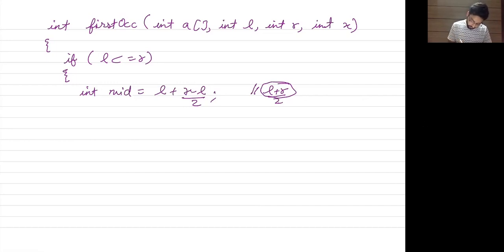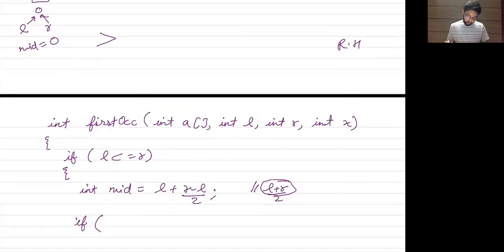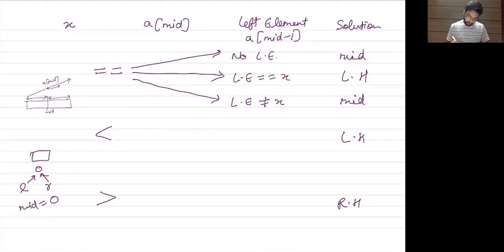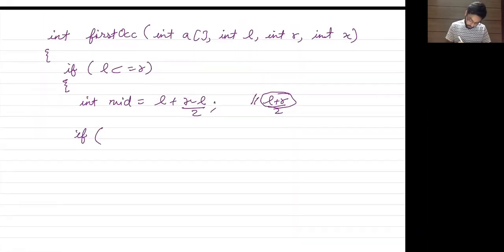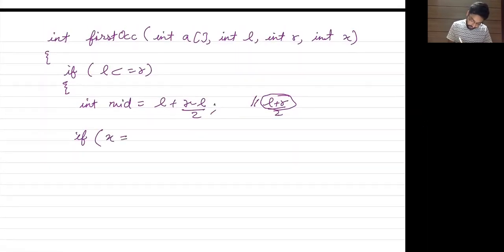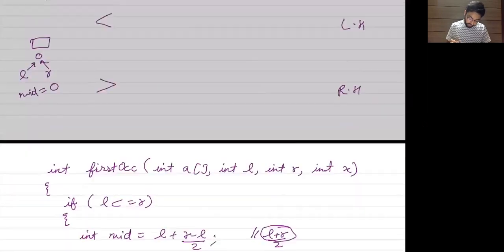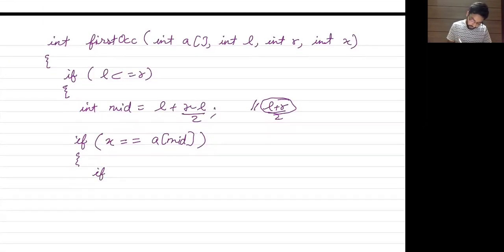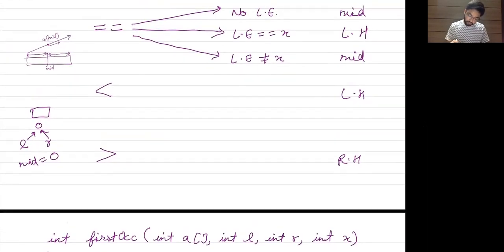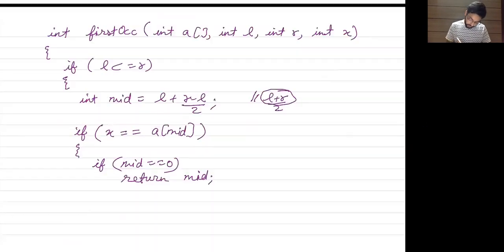So then we write all these cases here. So if x is double equal to a[mid], then there are three cases. No left element. No left element means if the value of mid is equal to 0, then there is no left element. In this case, the answer is mid itself, right?